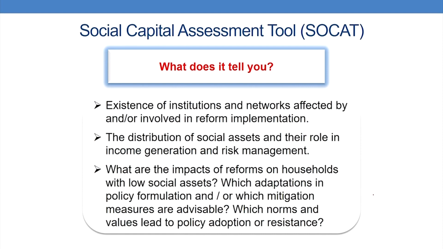Now, what does it tell us? It tells us about the existence of institutions and networks affected by or involved in reform implementation. It tells us about the distribution of social assets and their role in income generation and risk management. And it also tells us about the impacts of reforms on households with low social assets, which adaptations in policy formulation or which mitigation measures are advisable, and which norms and values lead to policy adoption or resistance.